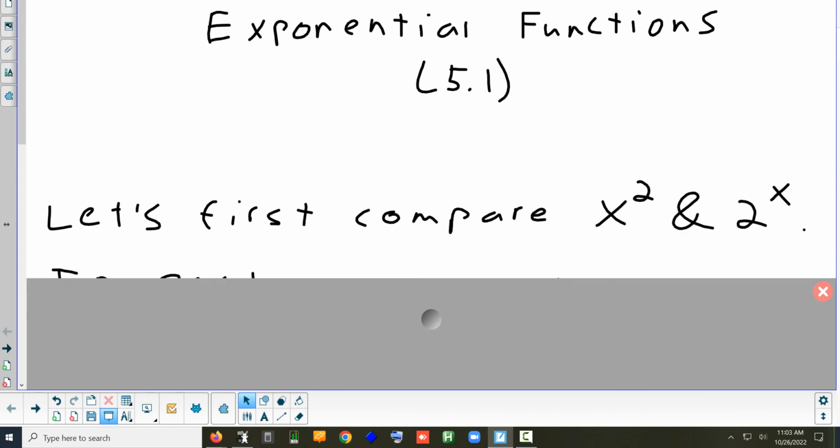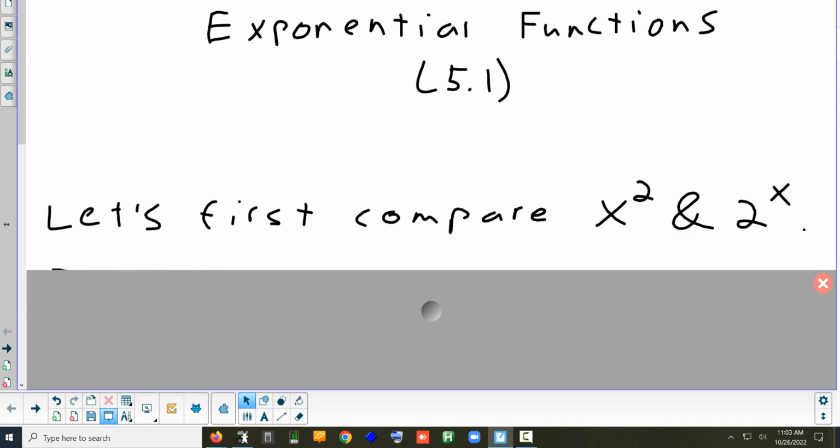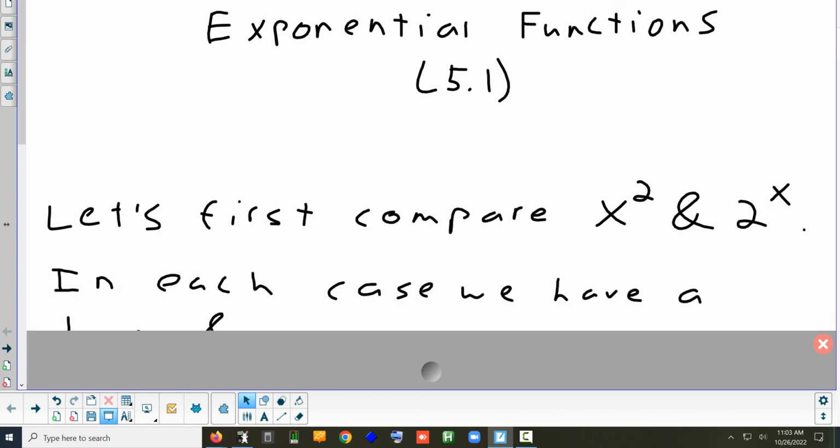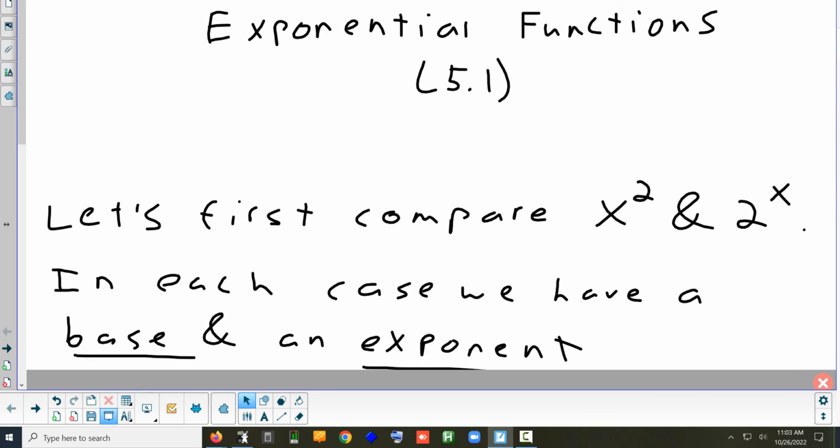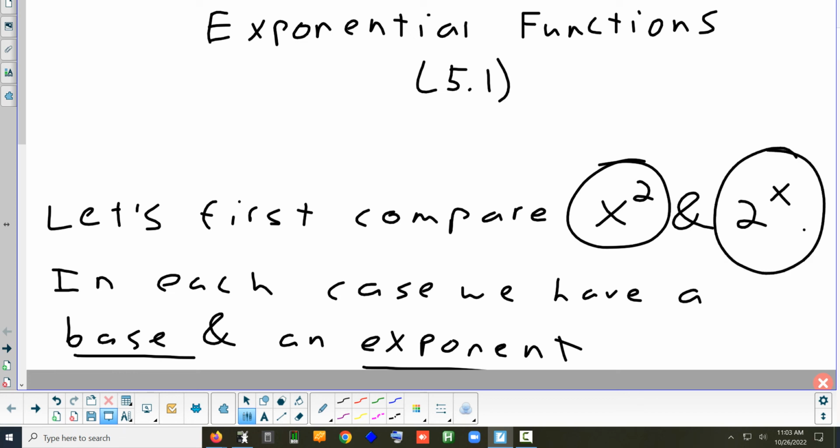Okay. So let's take a look at those two expressions I have, x squared and 2 to the x. Each expression has a base and it has an exponent. So we want to make sure we know which one is which. In the one that I just circled, what's the base? X, and the exponent? 2. In this one, they switch places.